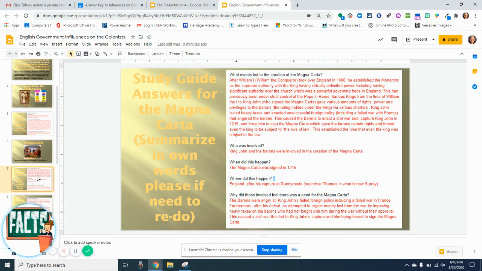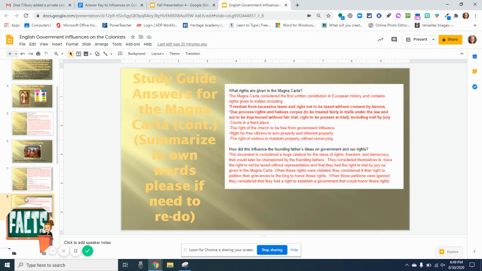And this really angered the barons and was a really big theme in the American Revolution later on. This idea of being taxed without representation was a huge idea that led the colonists to revolution, and its roots can be found in the Magna Carta. This caused a civil war that led King John to be captured and forced to sign the Magna Carta by the barons. So what rights are given in the Magna Carta?